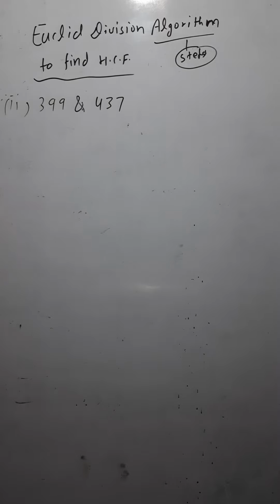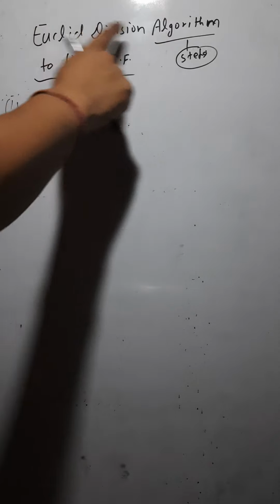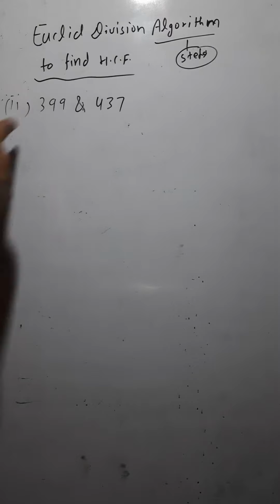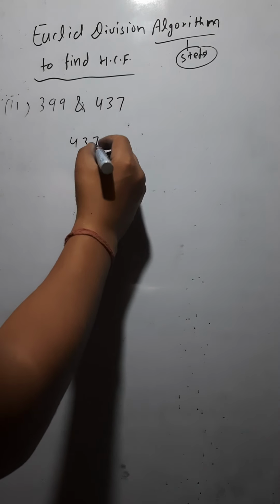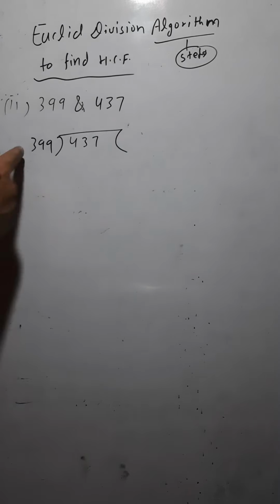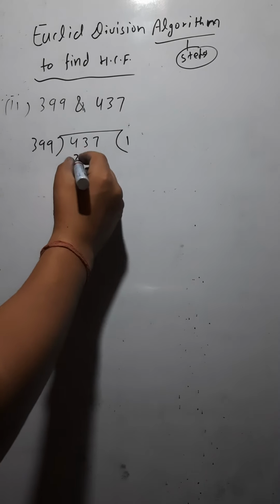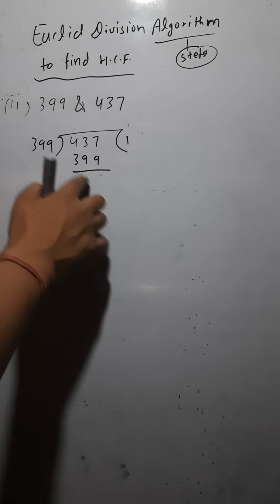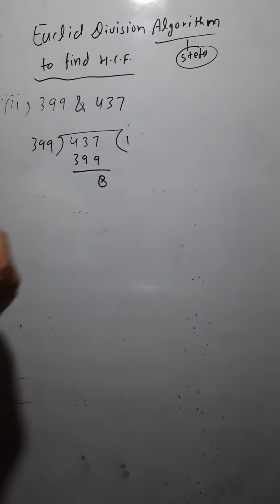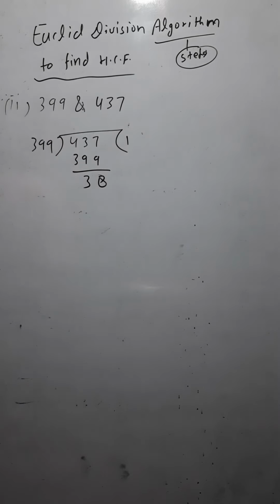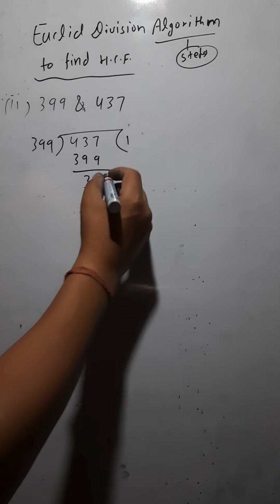Now let me tell you this one. Here you have to find out the HCF of these two numbers. Again, these are bigger, so we are using the Euclid division algorithm. Algorithm means steps, we are doing this step-wise. Here again the bigger number, that is 437, is to be divided by the smaller number. How many times will it be divided? I think only one time. 399 ones are 399, and the remainder would be how much? 17 minus 8 is 9, 12 minus 9 is 3, so 38 is the remainder.